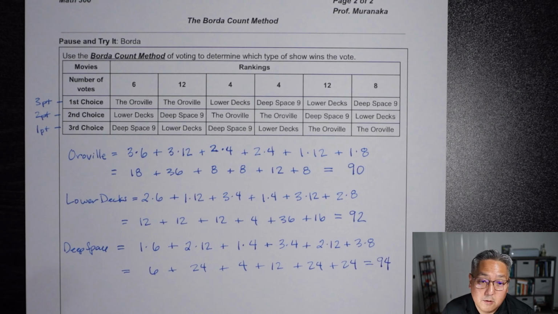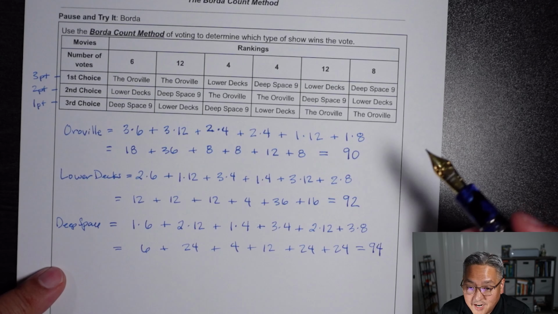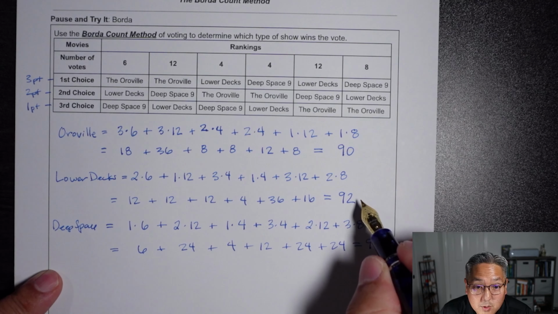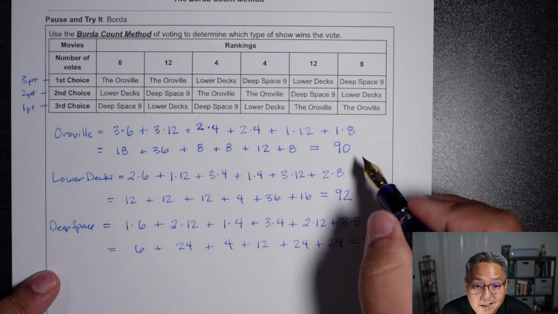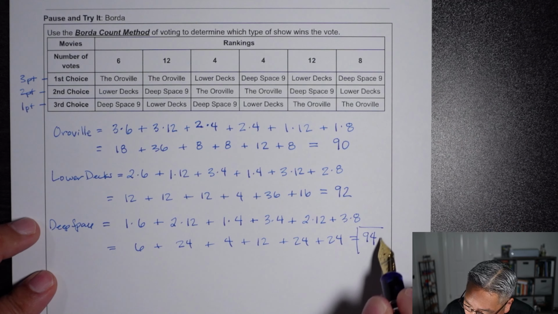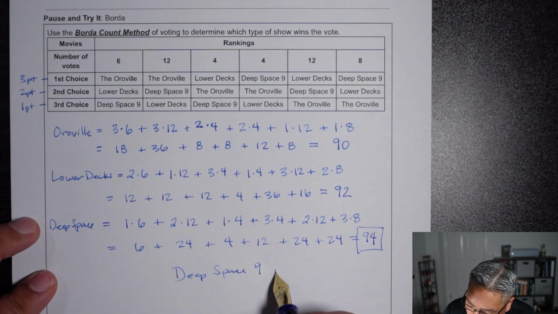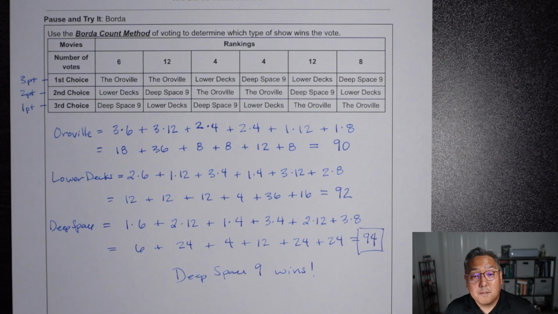Okay, so it looks like Deep Space Nine is going to get 94 votes, which is more than the 92 for Lower Decks and the 90 for The Orville. So our winner is Deep Space Nine. And that's how the Borda method works.